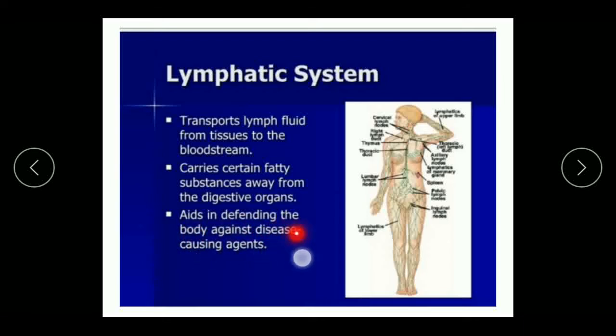It also aids in defending the body against disease causing agents. It supports the immune system.